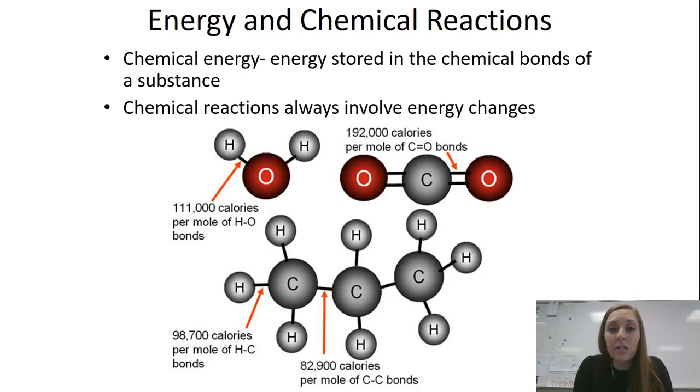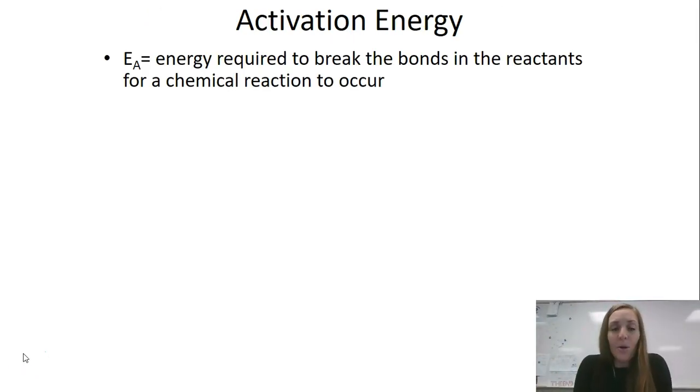So chemical reactions always involve energy changes because chemical reactions involve breaking bonds, and it takes energy to break a bond. So EA is a symbol that means activation energy. E stands for energy, and A is labeling what type of energy, and it's activation. This is the energy required to break the bonds in the reactants for a chemical reaction to occur. Remember, you have molecules, and the atoms have to come apart if they're going to find their new partner to make the new substances, the new products.